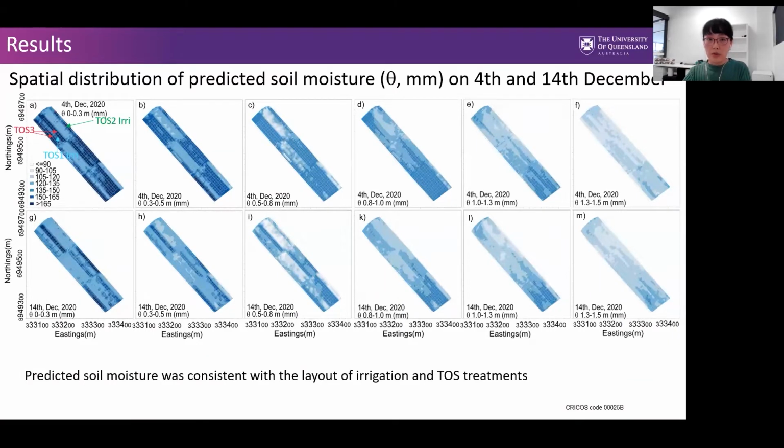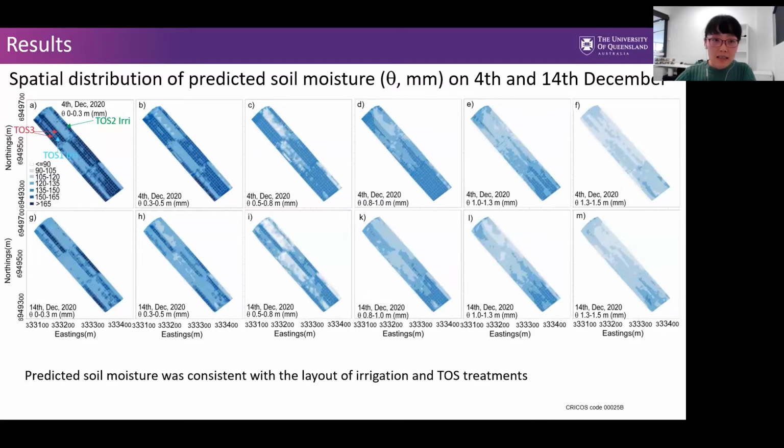Here are the spatial distributions of the predicted soil moisture at each of the depths on the two survey days. Based on these maps, we can conclude that the predicted soil moisture was consistent with the layout of irrigation and TOS treatments. For example, in the upper row, which shows the soil moisture maps on the 4th of December, the largest topsoil moisture content was observed at the TOS3 treatments, because at that stage, the vegetative stage, the crop had a very small crop water demand and there were no water limitations.